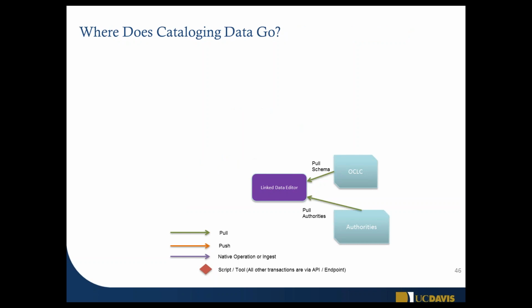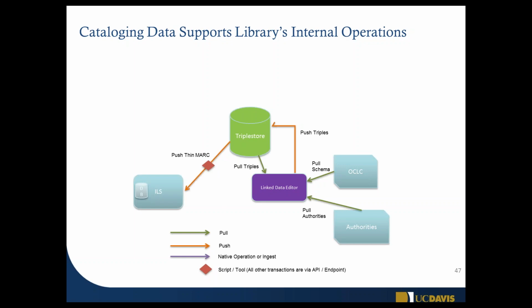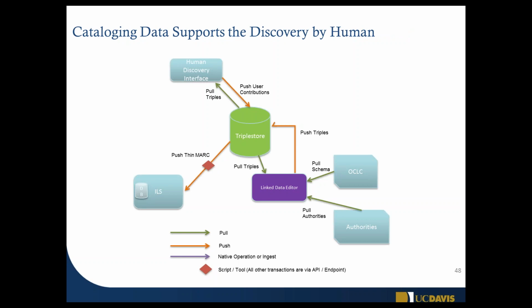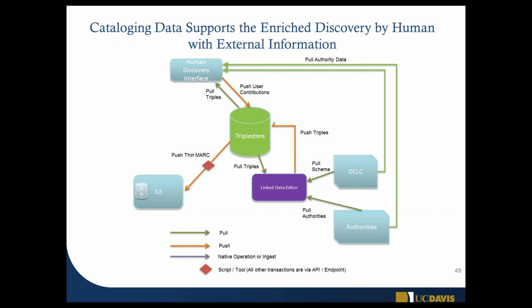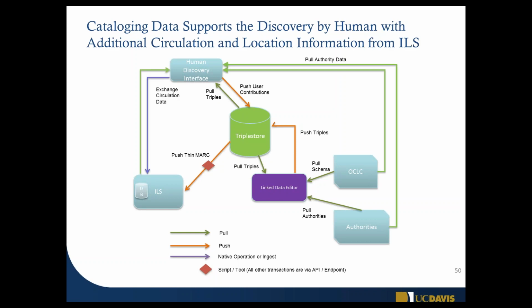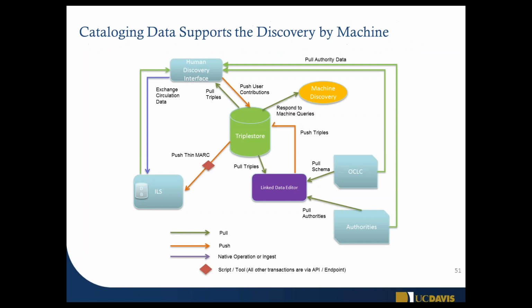And also, sorry, I went backwards instead of forward. And the other thing, your cataloging data support human discovery. So your triple store needs to work with your interface, and then that interface can go outside, external, to grab more information. This is where linked data are very useful. And that system can also come to your integrating library system, grab circulation data and location data.